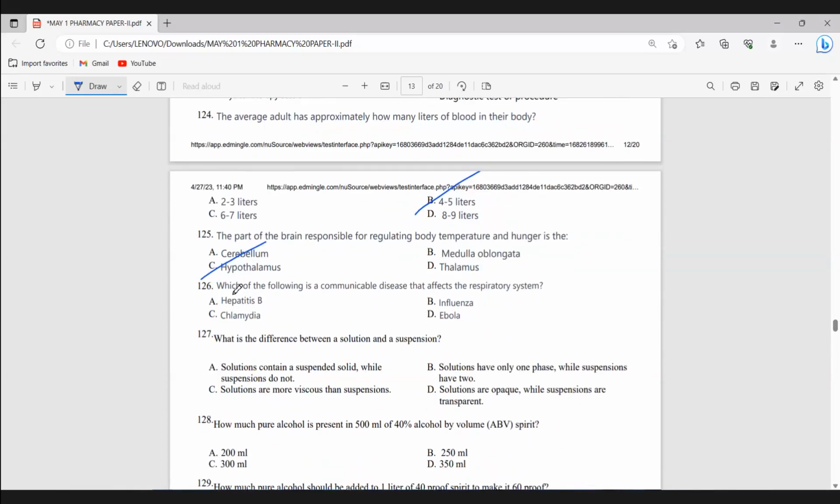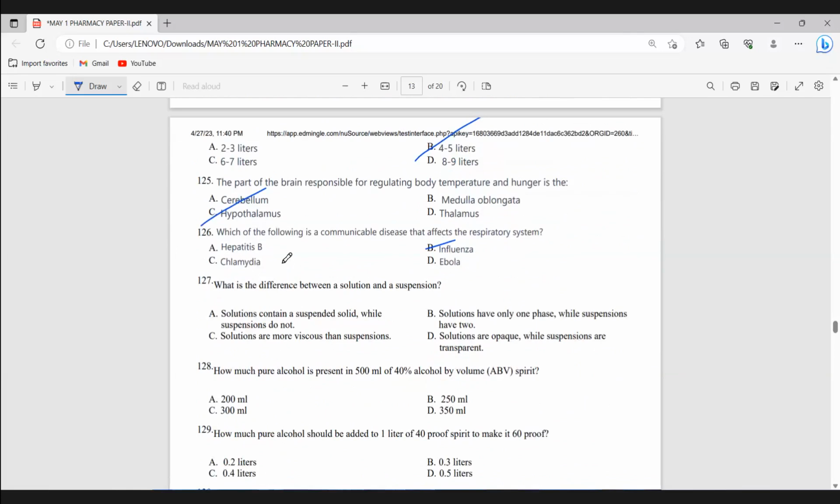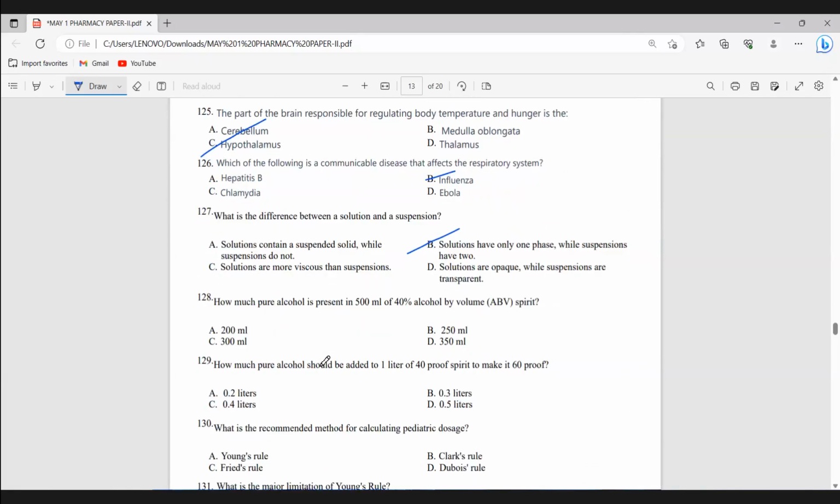Then 126, which of the following is a communicable disease that affects the respiratory system? That affects the respiratory system is influenza. Then 127, what is the difference between solution and suspension? Solution has only one phase, suspension has two phases. This is your correct answer.